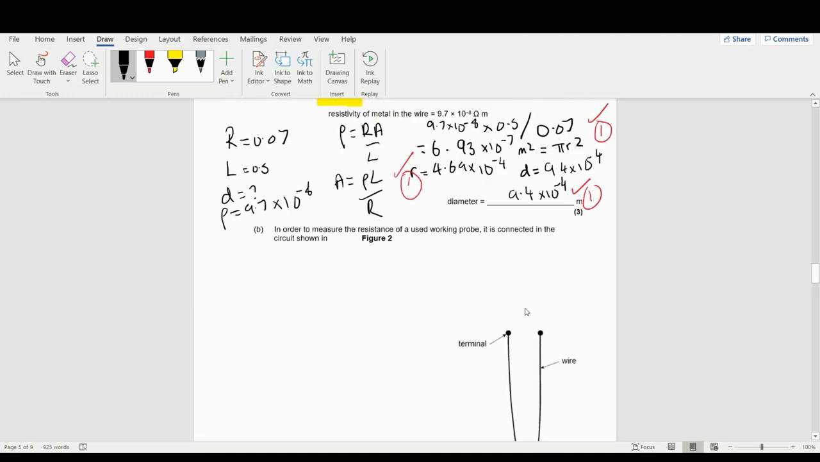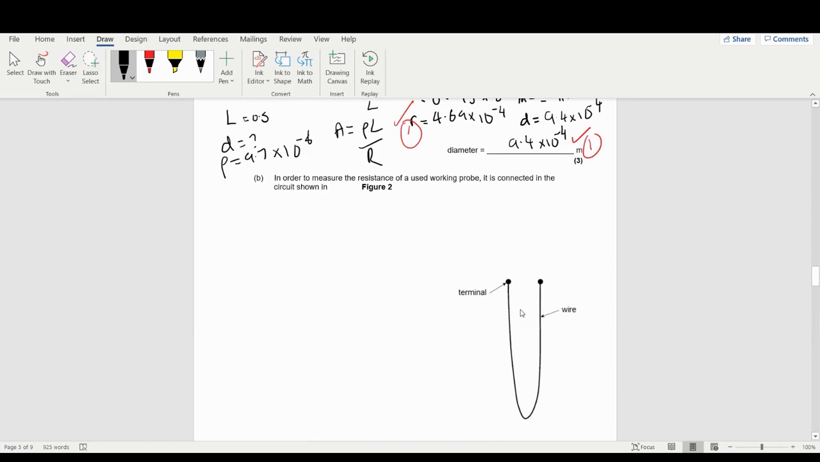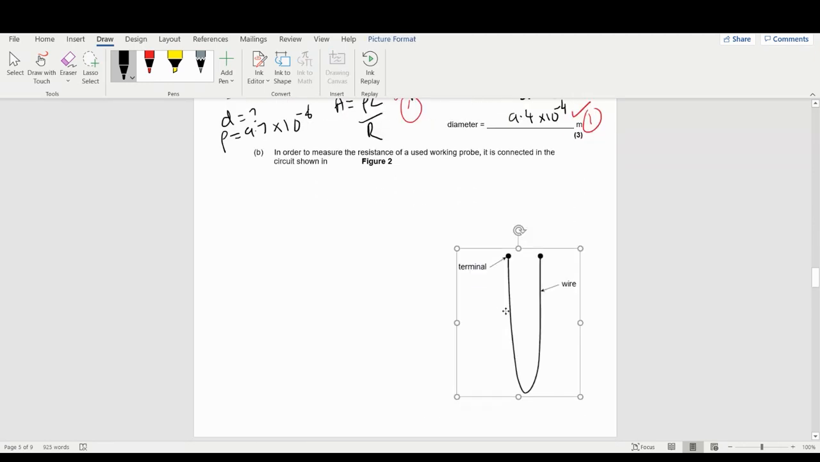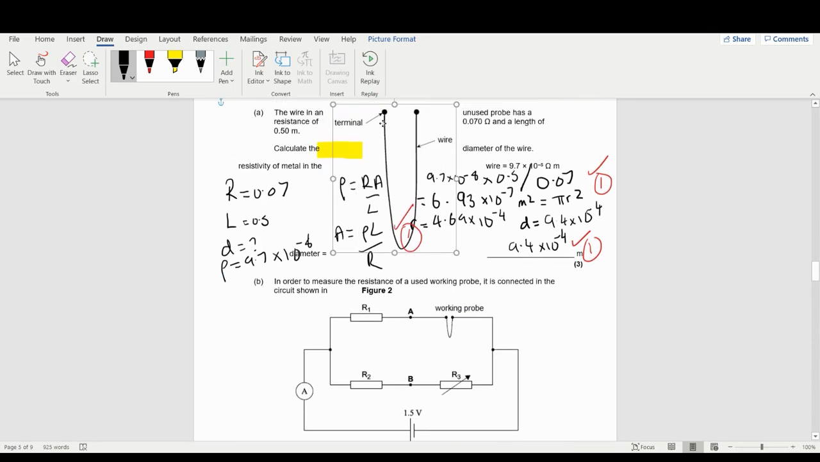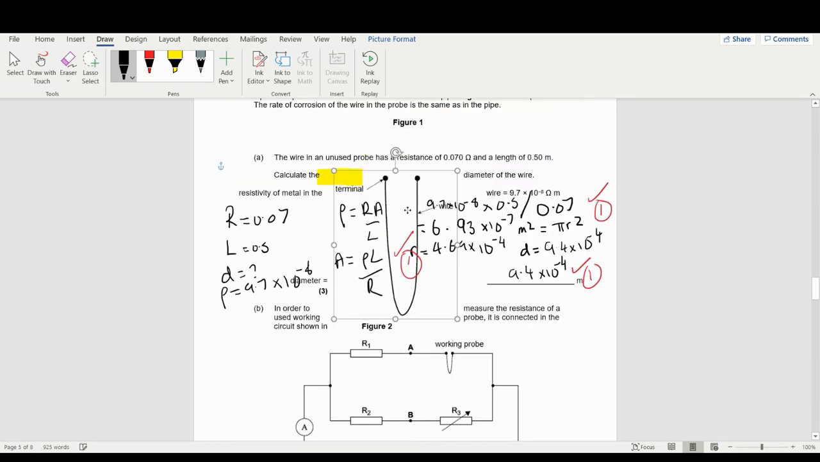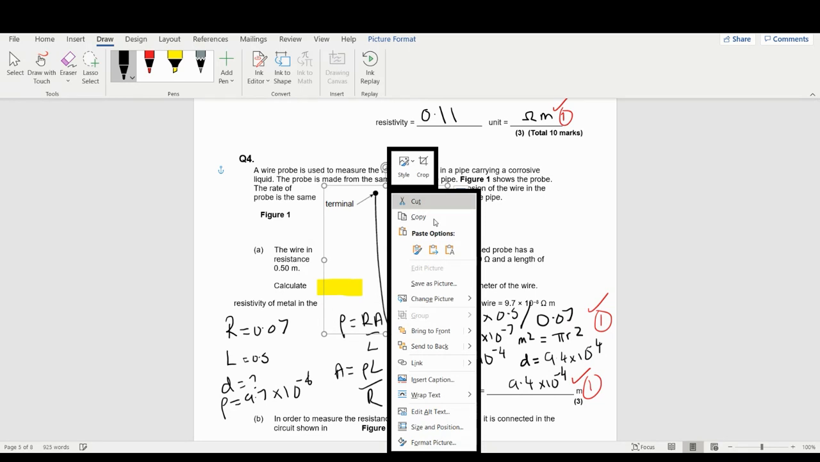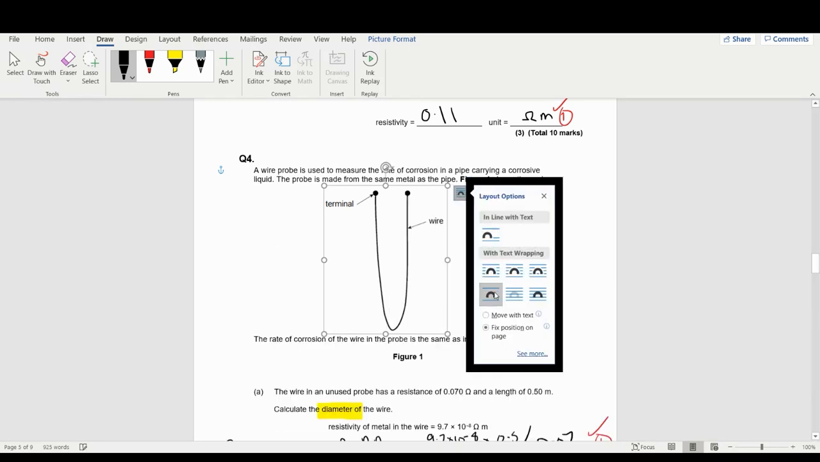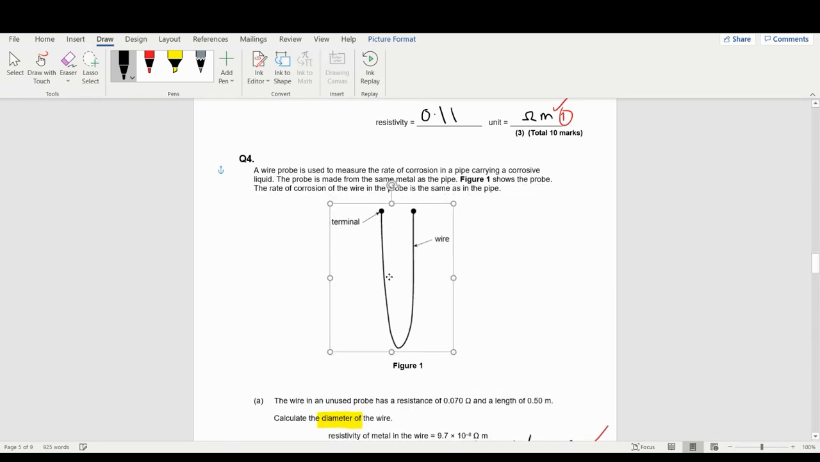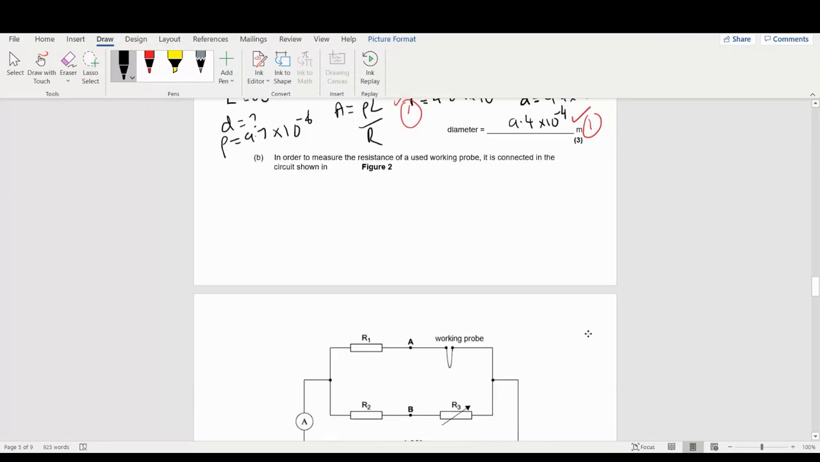Okay, in order to measure the resistance of a working probe, it is connected in the circuit shown. Oh, love editing. So that is the picture for figure 1. I will now move it to figure 1. Sorry, that's annoying, isn't it? Wait there. Ta-da! Okay, that's just bad editing, sorry.